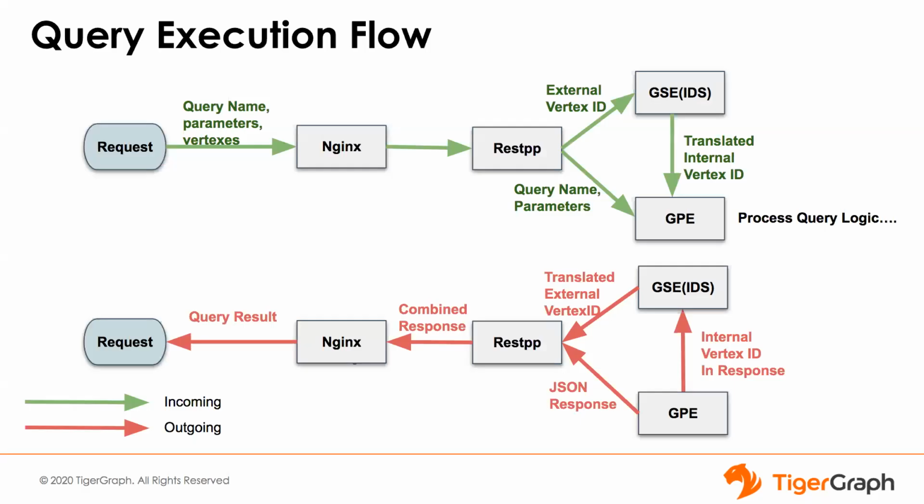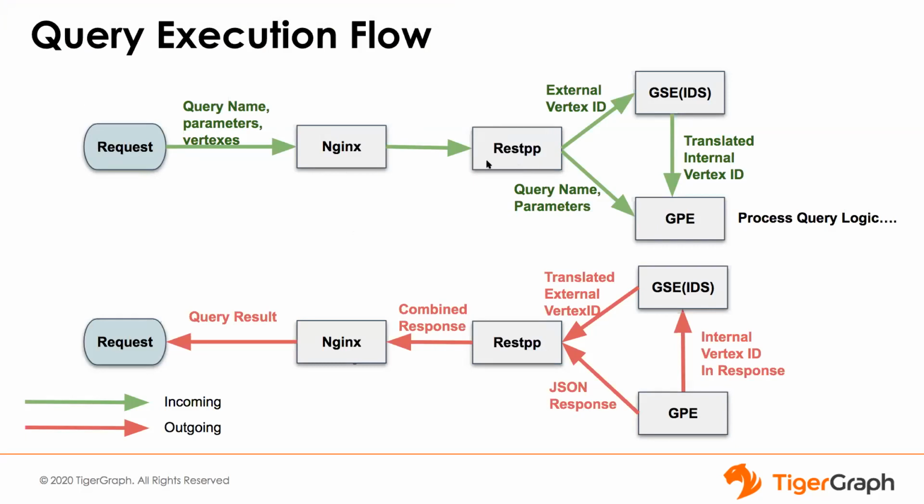Okay, so query execution flow. I actually talked through these slides in a previous episode, I will just review it again. So this is the execution flow of a GSQL query. Here is the request sent by the user, and the request will be sent to our web server engines, and the engines will send it to the REST VP. REST VP, you can consider it as a load balancer in our system.